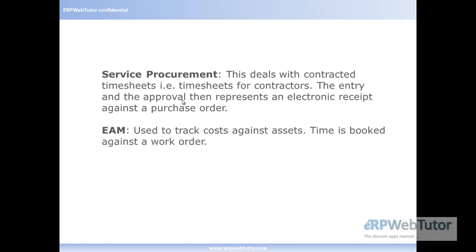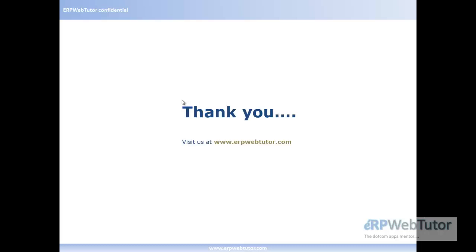Now the last thing is enterprise asset management. That is used to track costs against an asset. Time is actually booked against a work order. Let's say you have a machine and it has some problem, so you create a work order for that, and then somebody comes in and fixes whatever the issue is, and enters time against that work order, so that is tracked in your asset. That is all for an introduction.